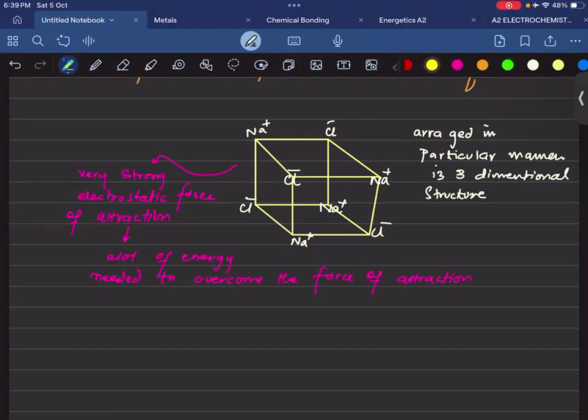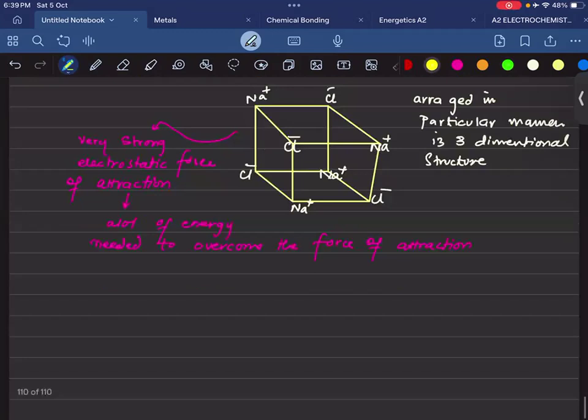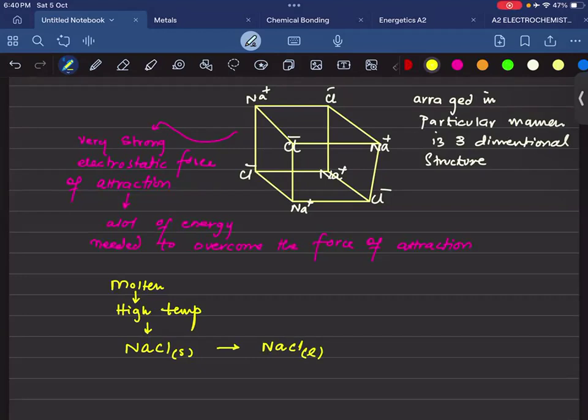And then I'm saying that they are a good conductor of electricity in molten or aqueous state. Molten means that at high temperature you have converted this solid sodium chloride into liquid sodium chloride, like you have melted it. When you melt any compound, what does it mean? You are going to overcome the force of attraction.